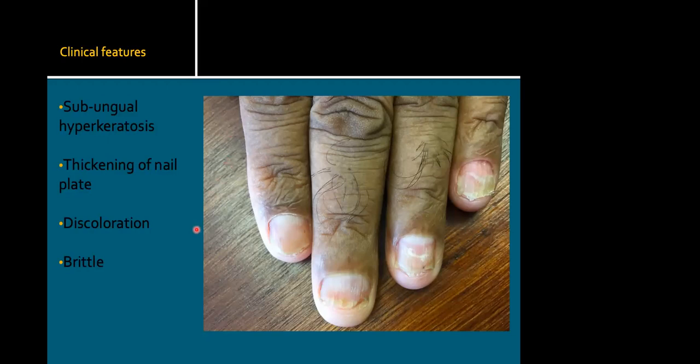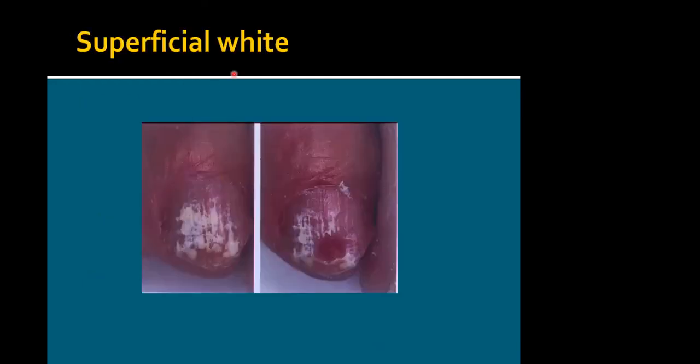Now, the clues to making a diagnosis of onychomycosis is that patients will present with these subungual hyperkeratotic scales. In this image, I think we've got more in that particular nail. Sometimes they can present with thickening of the nail plate, as well as discoloration. Some patients may just present with discoloration, no scaling, no subungual hyperkeratosis. And patients generally have these soft, brittle nails.